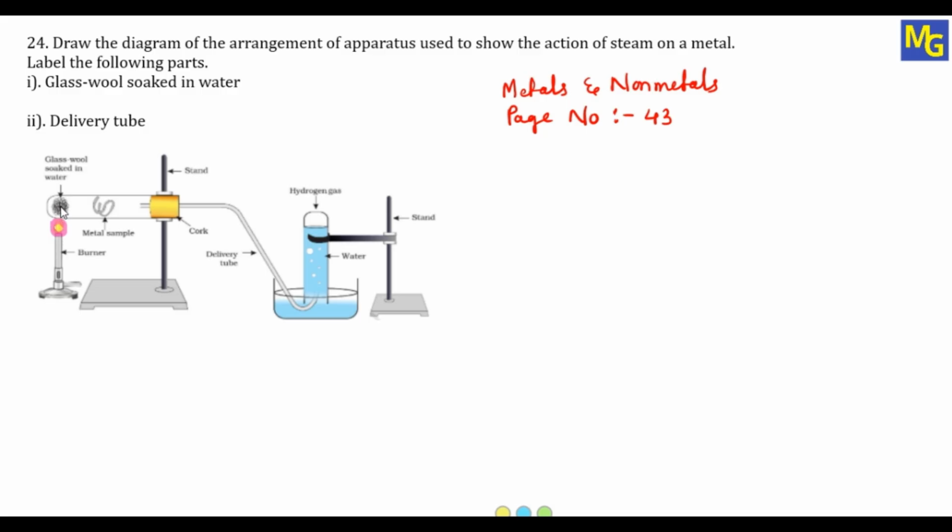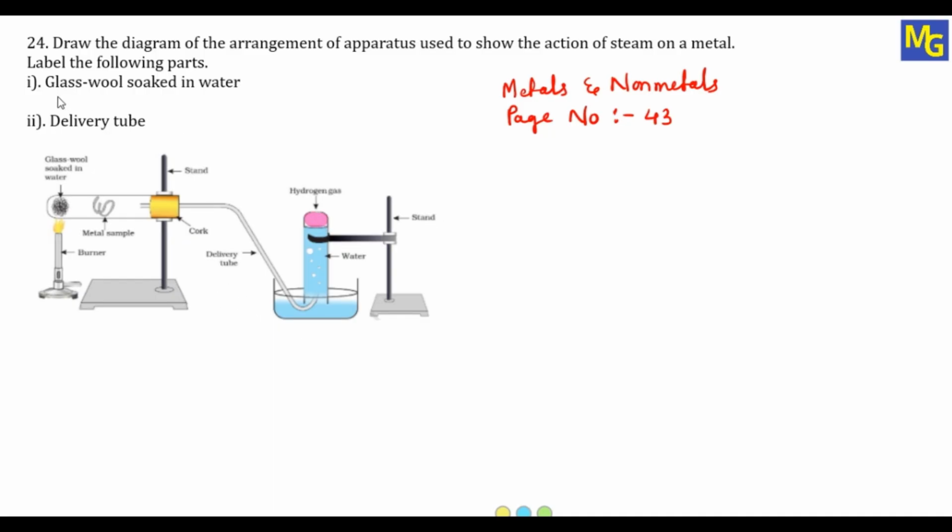Once we heat, the water from this glass wool gets heated up, converts into steam, and that steam will be passed to this metal sample. When that steam combines with this metal sample, whatever products are formed will pass through this tube and go into this water. So the gas, that is hydrogen gas, which is produced as a product will pass through this delivery tube and enter into this water. Once it enters the water, because it's a gas, it forms bubbles, and all the bubbles which are filled with hydrogen gas come up and the gas will be collected at the top of this test tube. This is the whole diagram.